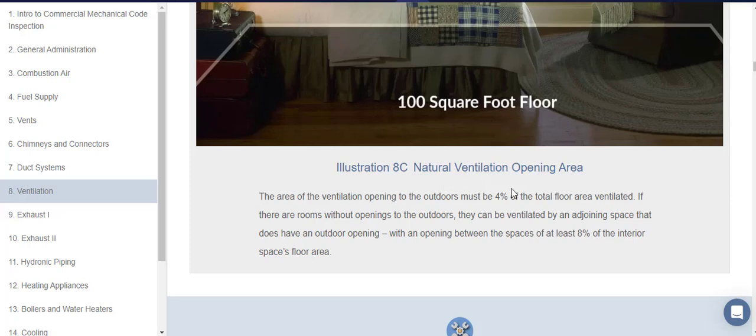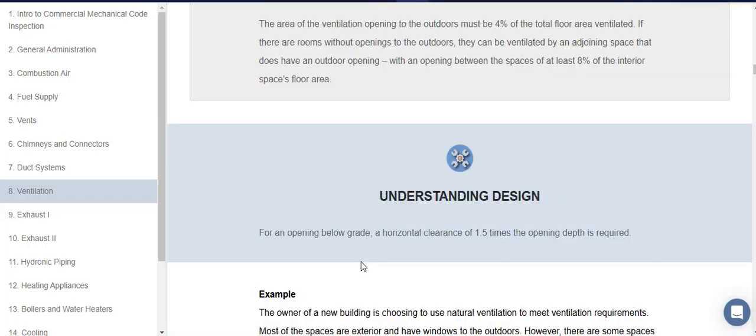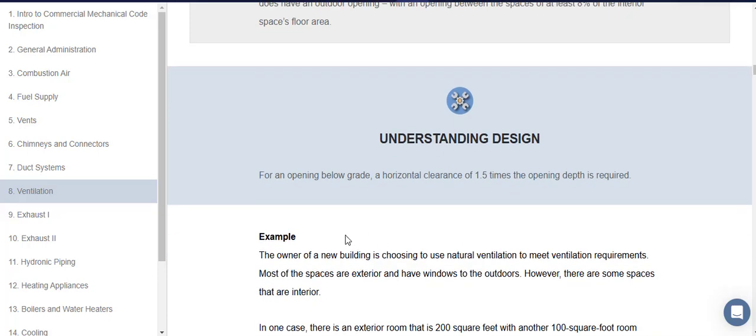Illustration 8C, natural ventilation opening. The area of the ventilation opening to the outdoors must be 4% of the total floor area ventilated. If there are rooms without an opening to the outdoors, they can be ventilated by adjoining spaces that do have an outdoor opening, with an opening between the spaces of at least 8% of the interior space floor area. Understanding design: for an opening below grade, a horizontal clearance of 1.5 times the opening depth is required.